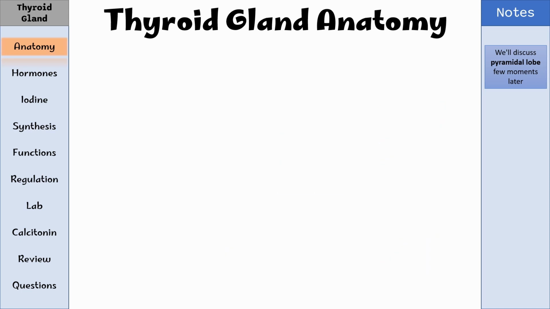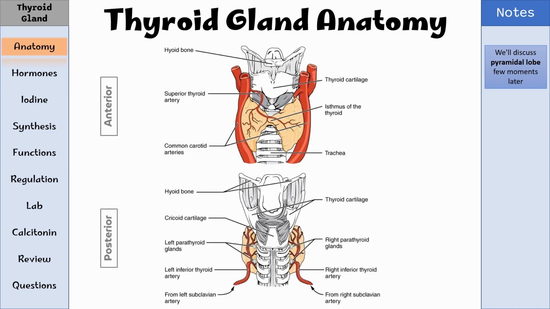The blood supply for the thyroid comes from the superior and inferior thyroid arteries on both sides. The superior thyroid artery is the first branch of the external carotid artery. The inferior thyroid artery is a branch of the thyrocervical trunk, which arises from the subclavian artery.